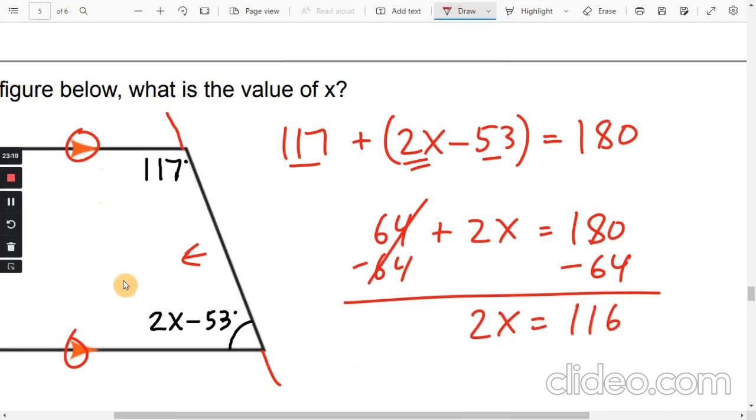Okay, 180 minus 64. And then this is x times 2. The opposite of times 2 is divided by 2. And this is going to equal 58. And that is in degrees.